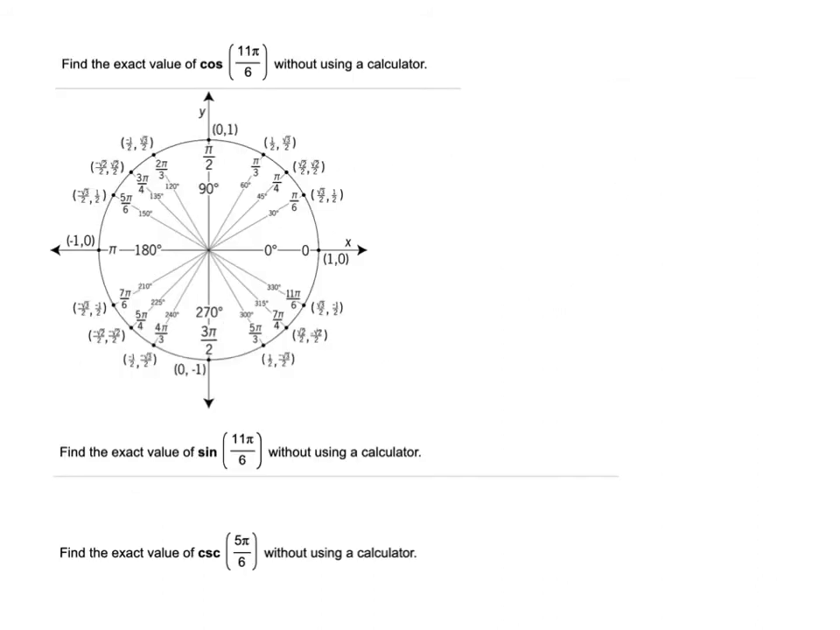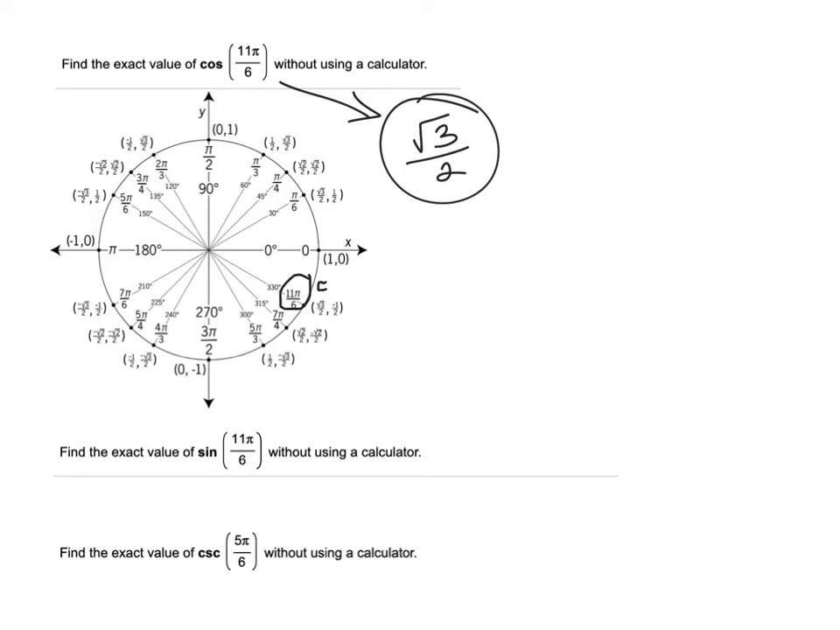Okay, this happens to be very similar. They're asking for cosine again of 11 pi over 6. So let's come to our unit circle. Here's 11 pi over 6. Our cosine is the first term. So that is square root of 3 over 2. That's my cosine.